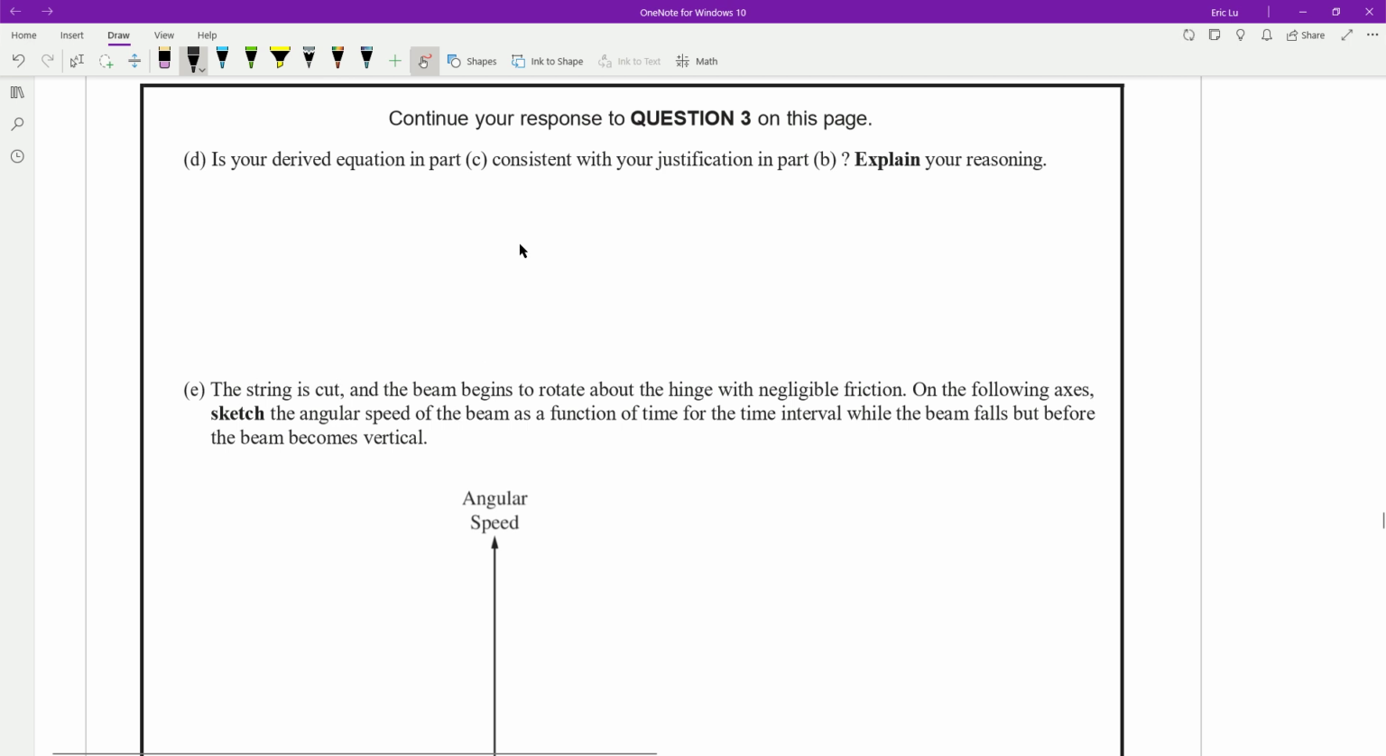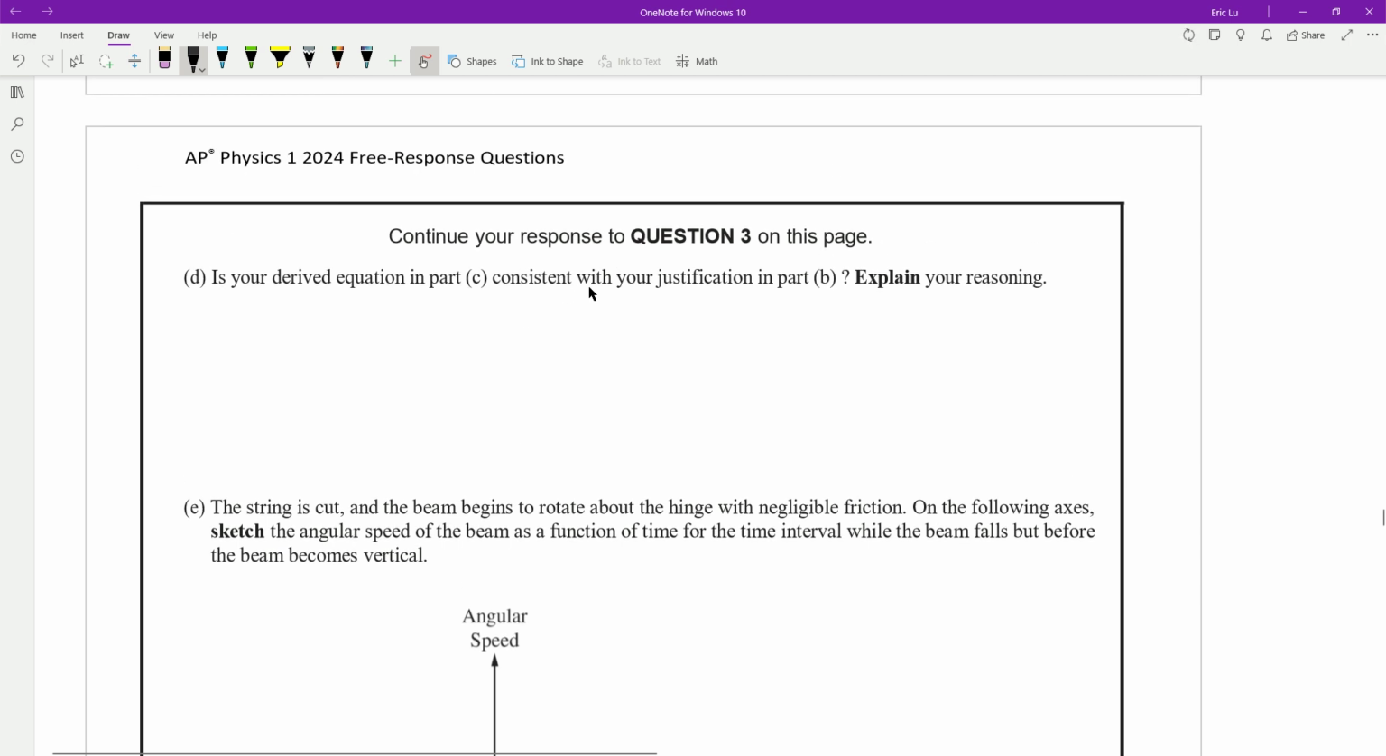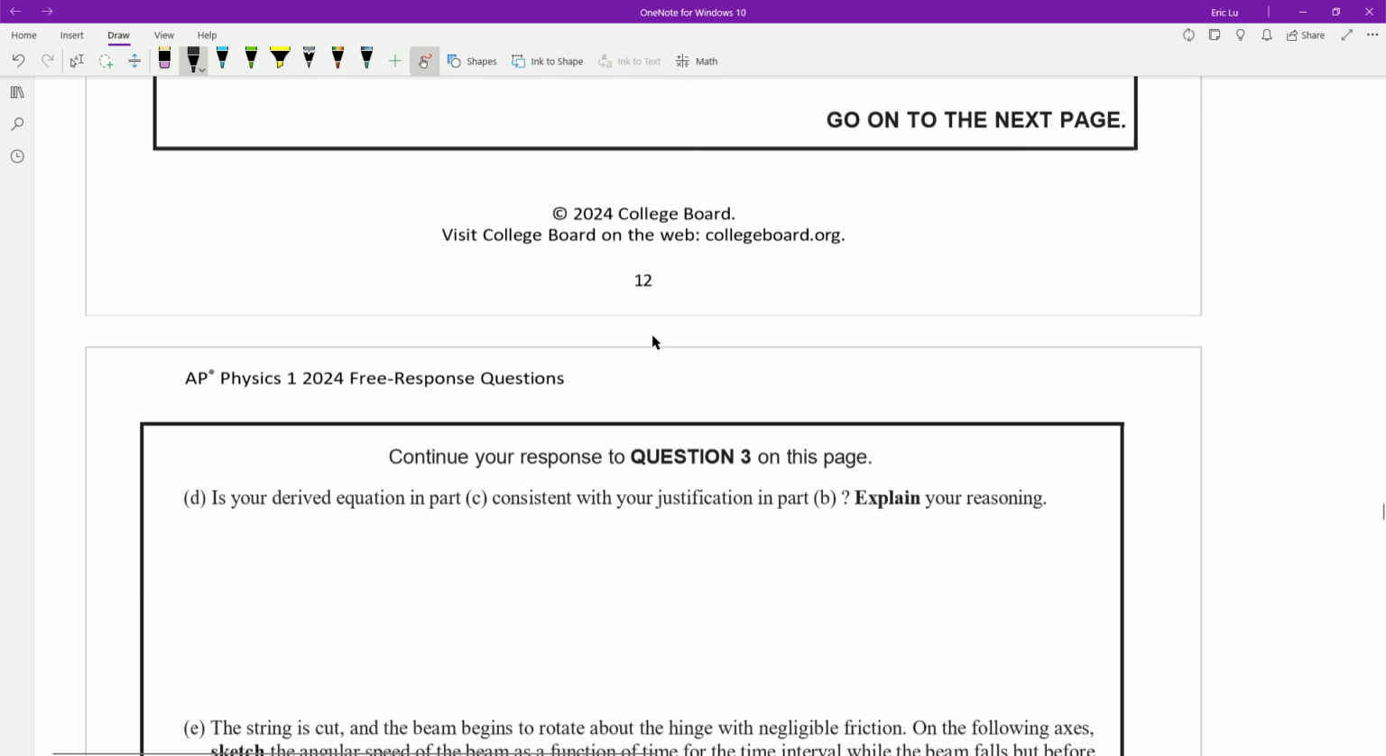Is your derived equation in part C consistent with your justification in part B? And explain your reasoning.